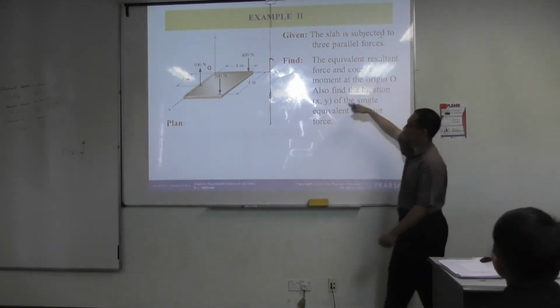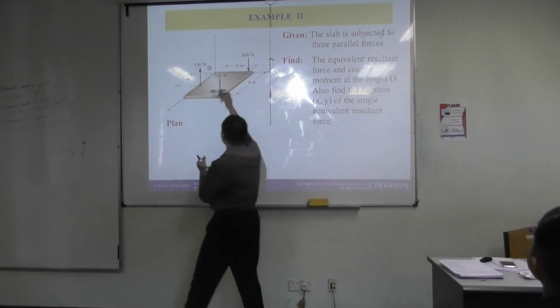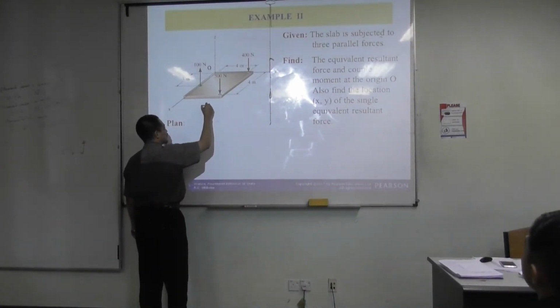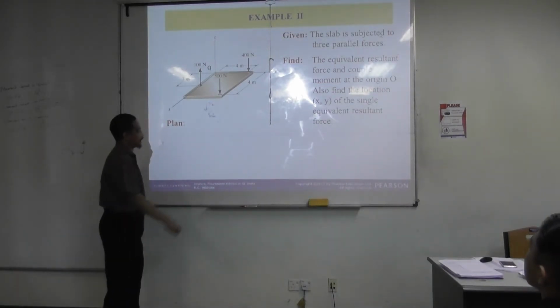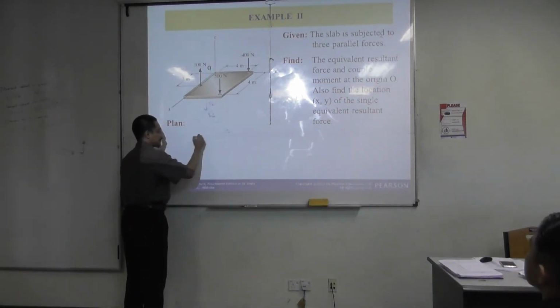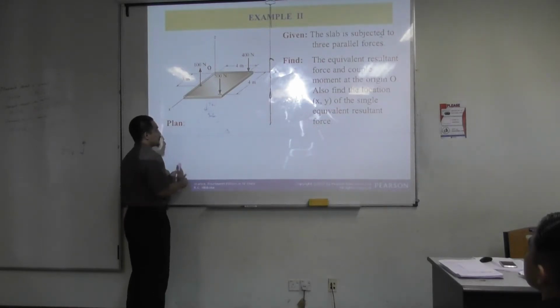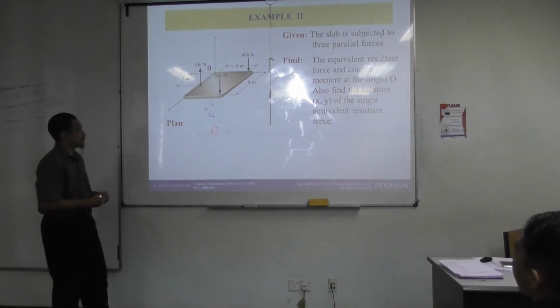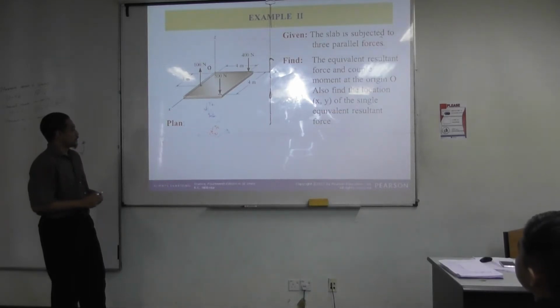This is exactly basically at point O. What is, let's say, force and moment, Fr and Mr, for example, right? And then the second part is, Fr is somewhere there. Then what is the coordinate x, y? So that's basically it, right? Alright.